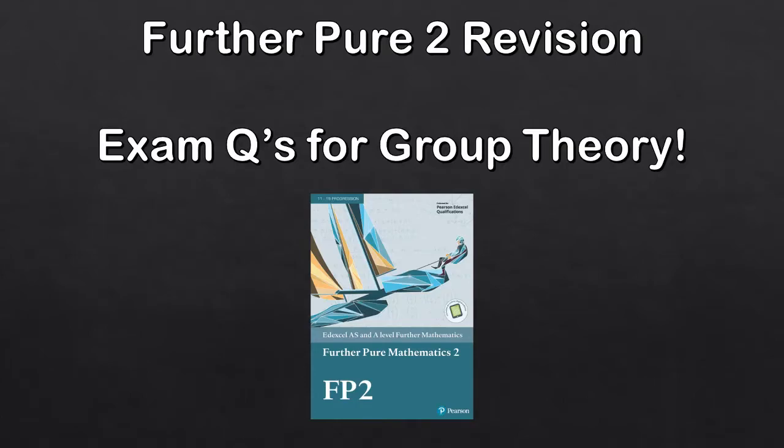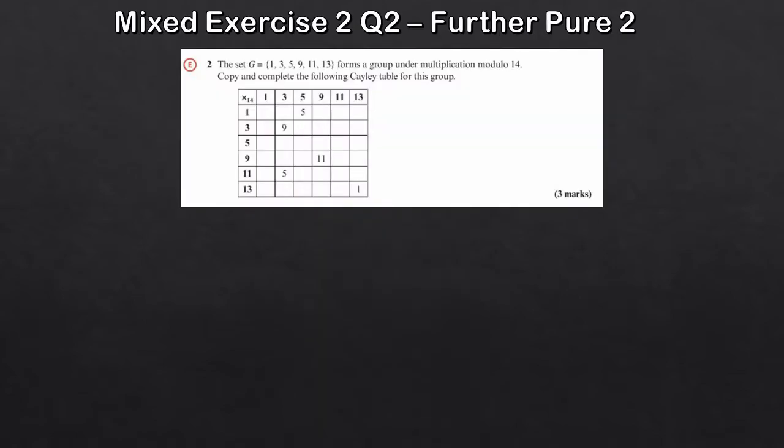So today we're going to walk through some exam questions for group theory, okay? This is for Further Pure Maths 2, and it applies for the AS and the full A level. So this is some good practice. First question, quite a nice introduction, just looking at some basic stuff such as Cayley tables. We're going to move into some more tricky questions, okay?